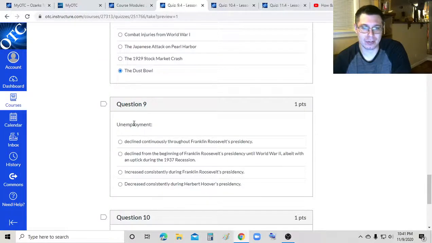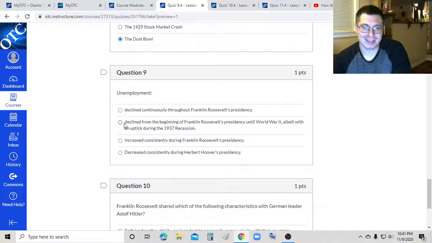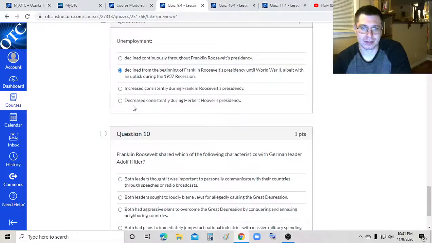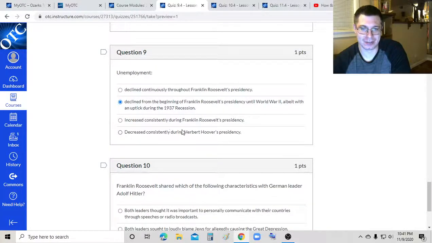Question 9. Unemployment, unfortunately, did not decline continuously throughout Roosevelt's presidency. It did decline basically until World War II, but it did have a slight uptick in 1937. So that's the answer there. It increased consistently during Herbert Hoover's presidency.